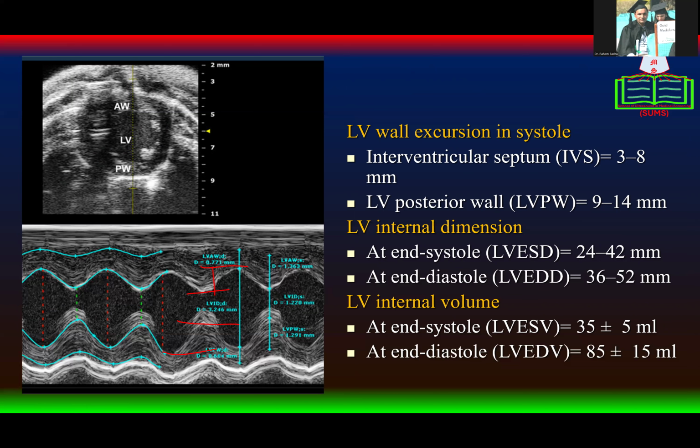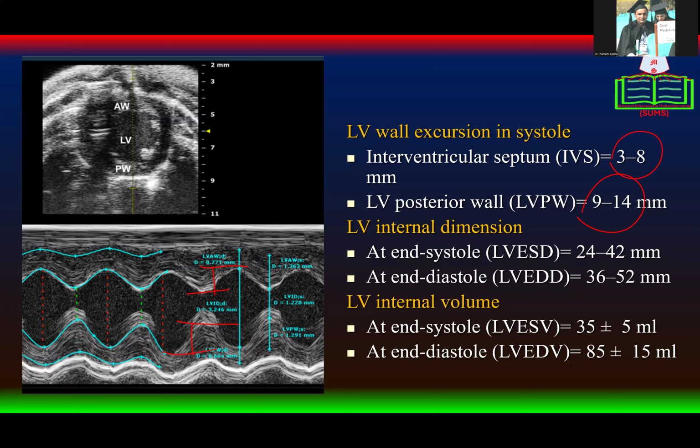So the distance in between these two horizontal lines along the posterior wall in the M mode image is the posterior wall excursion, and it should be 9 to 14. So as you can see in these two values, the interventricular septum excursion is lesser than the posterior wall excursion, right?